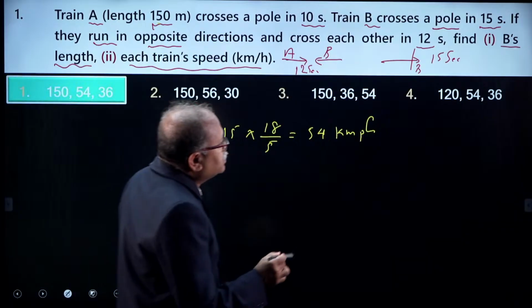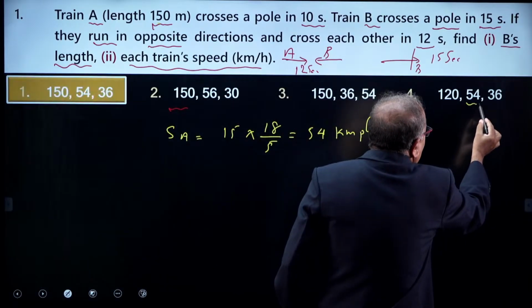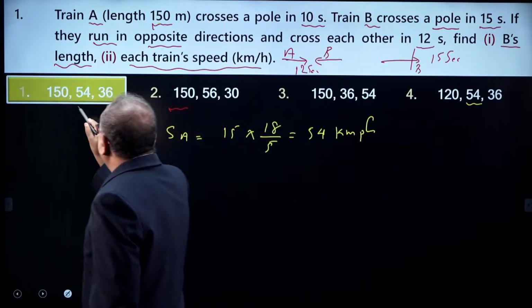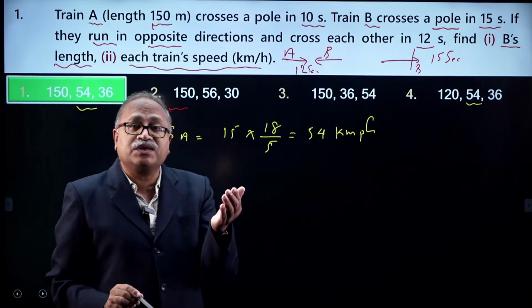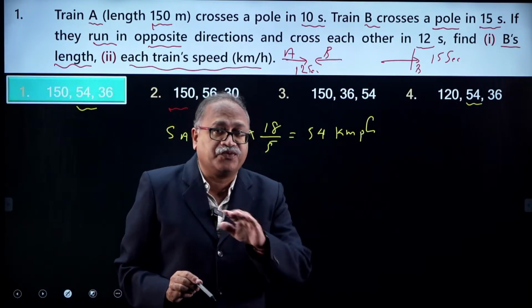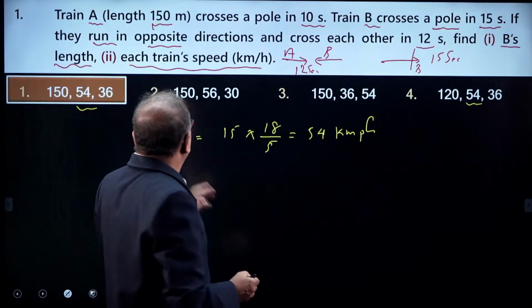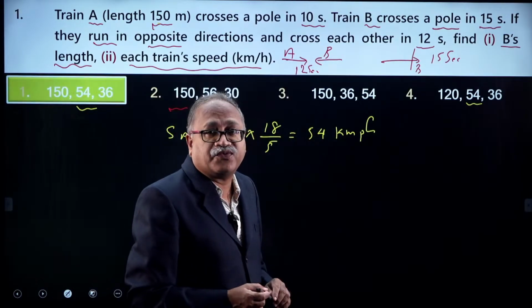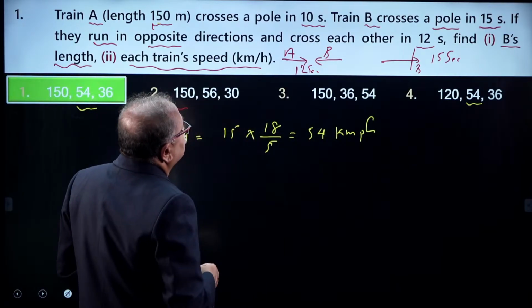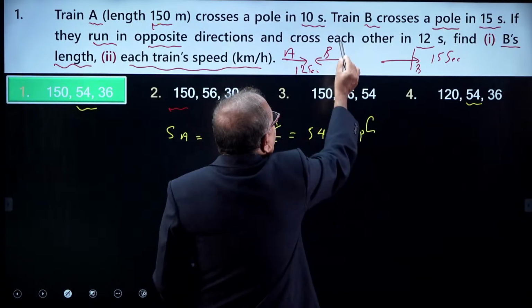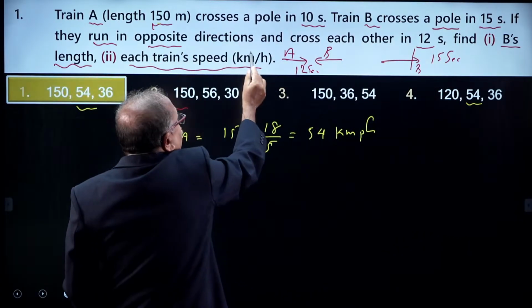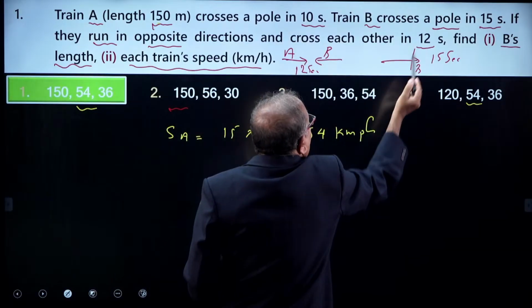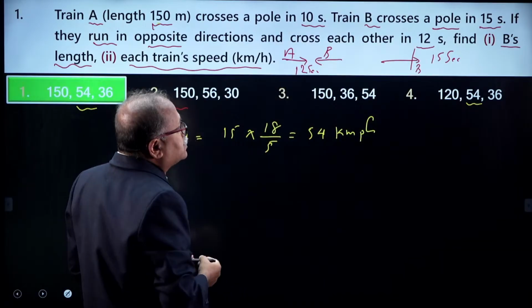You might have checked the options: here 54 is there, and here 54 is there. As two options have the speed of A as 54, I cannot simply go with option 1 or option 4, so I need to check further. It is saying that train B crosses a pole in 15 seconds, and when they run in opposite directions, crossing each other takes 12 seconds.